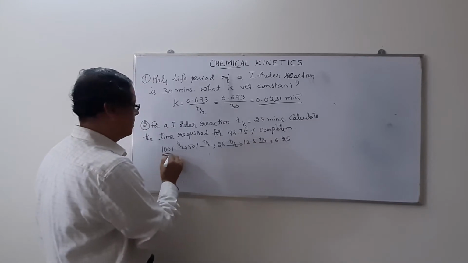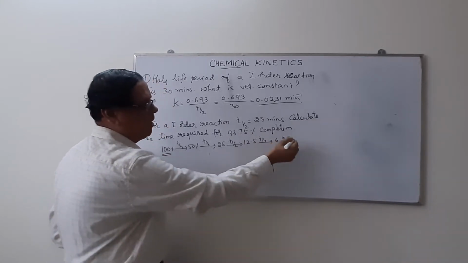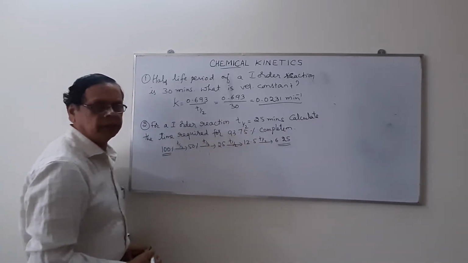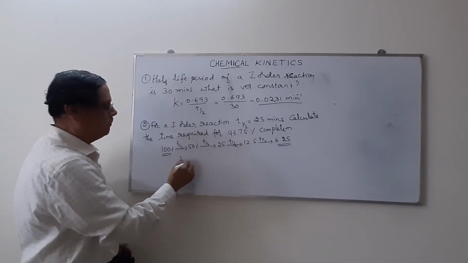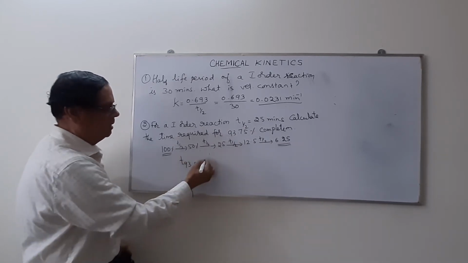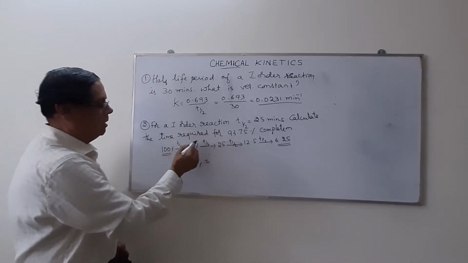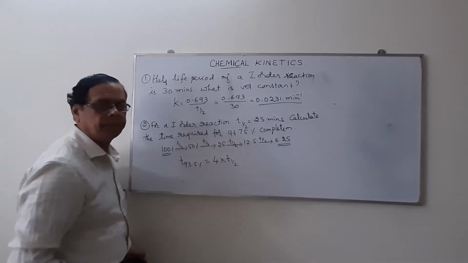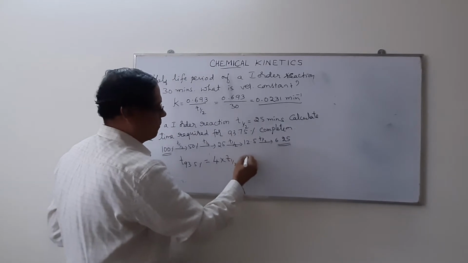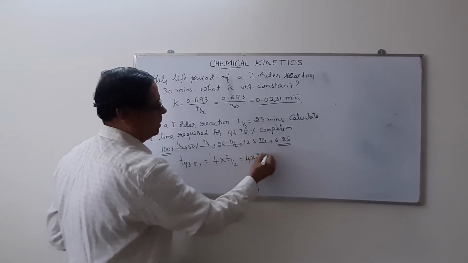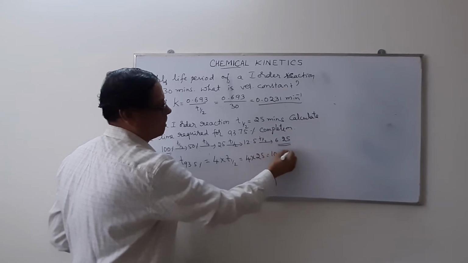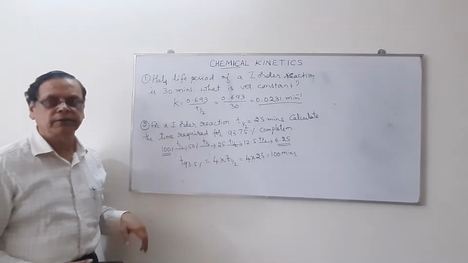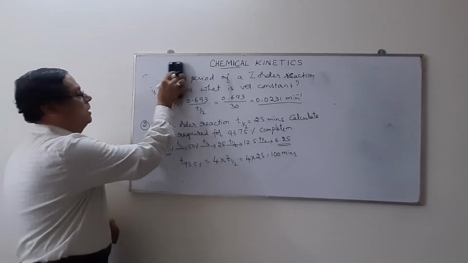Now if you take 100% and the remaining amount is 6.25%, the converted amount will be 93.75%. So time for 93.75% in case of the first order reaction is equal to 1, 2, 3, 4. Therefore it is 4 times the t half, which is 4 into 25, equal to 100 minutes. So the time required for 93.75% completion is 100 minutes. Now let us take one more example.